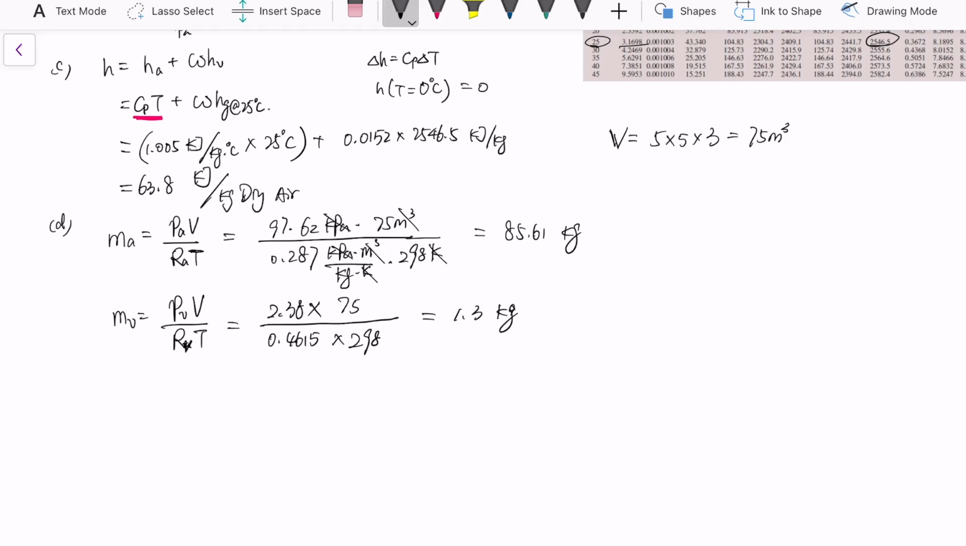Well, on the other hand, you actually could have just used omega times MA. That might be actually faster. If you don't know RV, or you couldn't remember what RV is, you can also use omega times the dry air mass. And so you can also calculate that way.